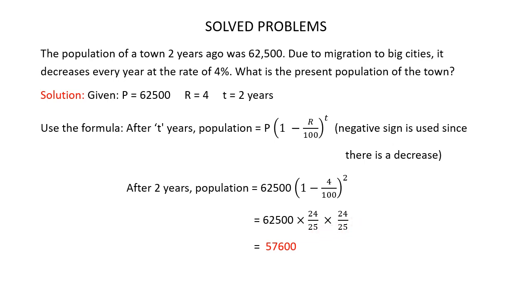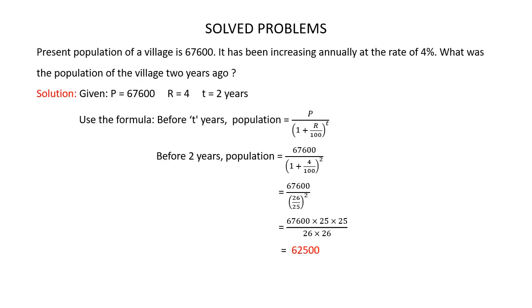When you simplify this, you will get the answer as 57,600. So after 2 years the population is 57,600. This is nothing but the present population of the town. Present population of a village is 67,600. It has been increasing annually at the rate of 4%. What was the population of the village 2 years ago?